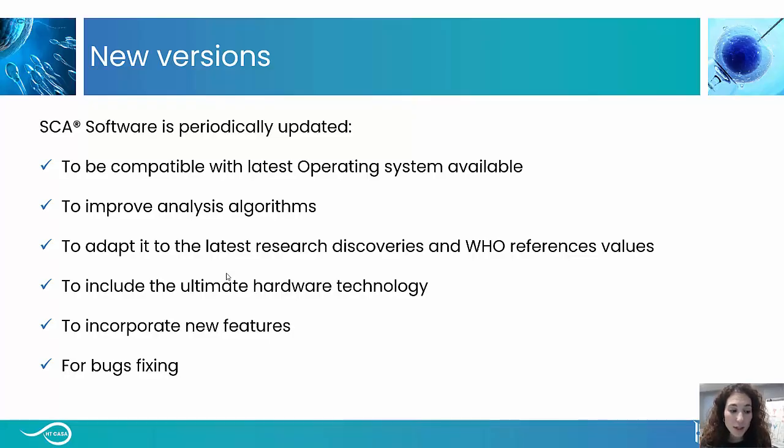And in this case, we always adapt the reference values and all the new features and the new tests introduced into our system. Of course, we always try to include the ultimate hardware technology. This is important so as not to leave some of the components obsolete. Of course, also to incorporate new features. As I said, the requests and feedback from our users are crucial in this step. And finally, for bug fixing, we always try to make software that is more user-friendly and more robust.